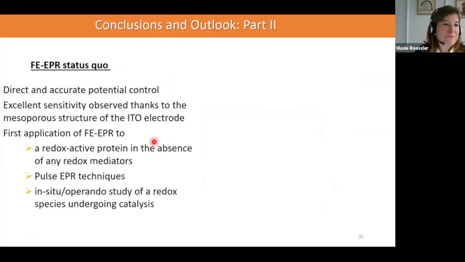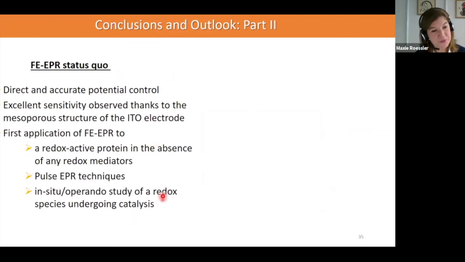So with that, let me just briefly conclude on the part 2. So I think we've shown you that FEEPR is feasible, that we can achieve direct and accurate potential control. And also by using this ITO material, we actually have a very tunable material, and we can tune it for different sized proteins and different types of molecules that we want to look at. Of course, we've got a long way to go.